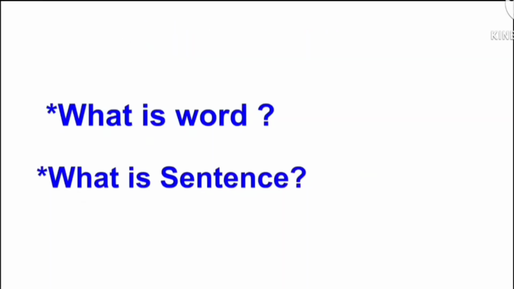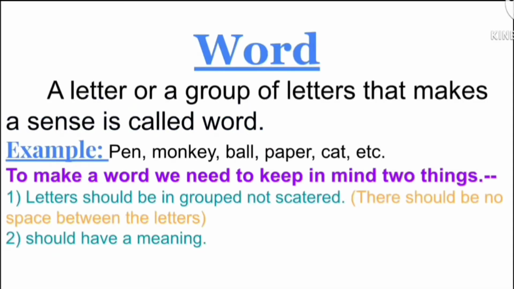The questions that arise in our mind are: what is a word and what is a sentence? So here is the definition of word. A letter or a group of letters that makes sense is called a word. So grouped letters should have meaning and they should not be scattered. These groups of letters are called words. For example, pen, monkey, ball, paper, cat, etc.